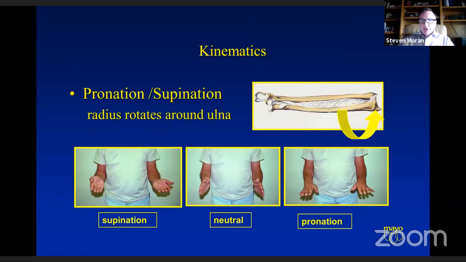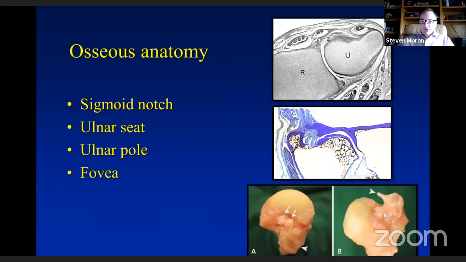The kinematics of this joint is a stable ulnar post, and the radius rotates around it. So the ulna is the fixed bone within the forearm joint. The osseous anatomy, as you're all aware, consists of the sigmoid notch, the ulnar seat, and then the ulnar pole on the top. At the most ulnar aspect of that seat is a concavity, which we call the fovea. And it's within the fovea, where these arrows are, that we have attachments of the very important radial and palmar ulnar carpal ligaments, which will help to stabilize the distal radial ulnar joint.